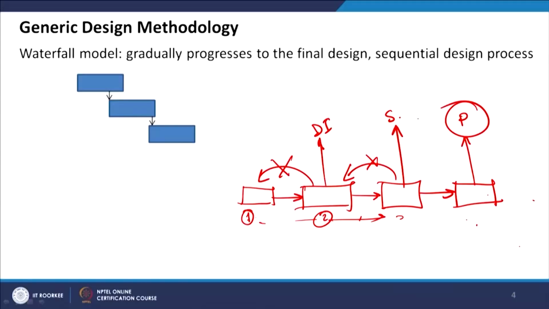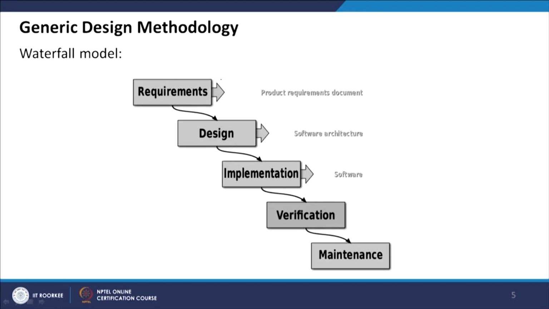So that was the process earlier, but there was less probability of this final product being successful, because there were no iterations happening based on testing and how the product was performing. So this was the model: requirement, then design, the software architecture, then implementation, verification to see if this works, and then they will maintain it and it will just go on.